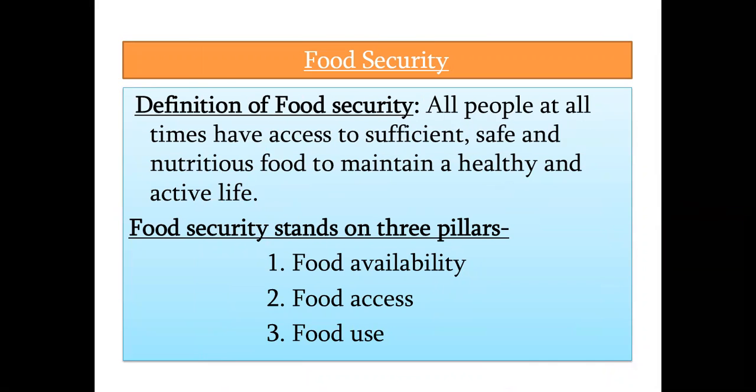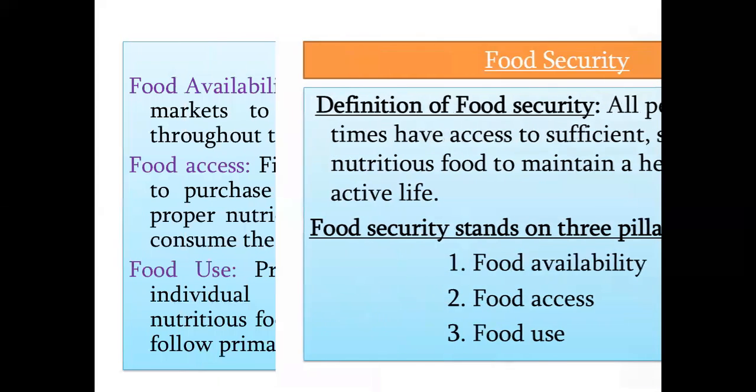It means food security is defined as the access of all people at all times to enough food for an active and healthy life. It is known as food security. Food security or food safety stands on three pillars, or three factors. One is food availability, second is food access, and third is food use.